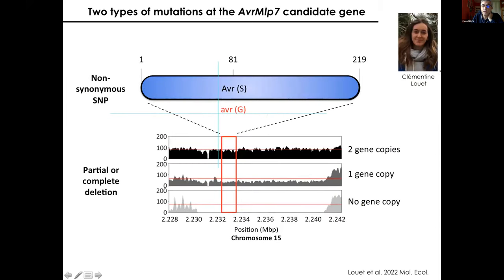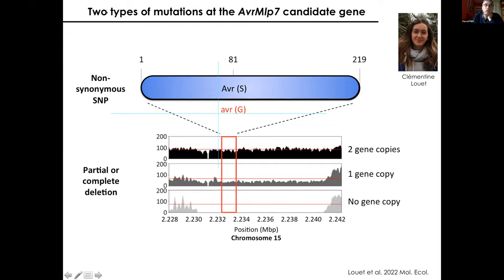And furthermore, Clémentine Louet, during her PhD, looked further into this region flanking the avirulence candidate gene, and she found out that there was also a partial or complete deletion. So we had some isolates with two gene copies, so this is sequencing depth in this region, and then there were some isolates with only one gene copy, so you have a drop of sequencing depth in this region, and also isolates with no gene copy and a total deletion of all the region. The red rectangle corresponds to the gene in which we have the non-synonymous SNP.